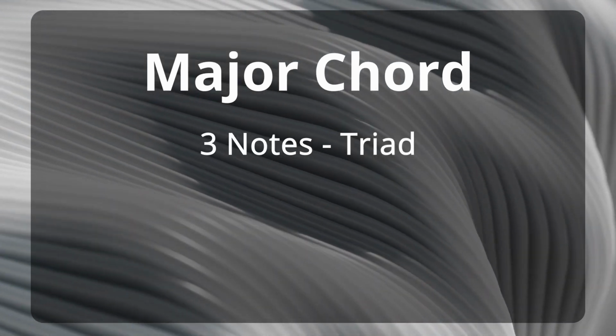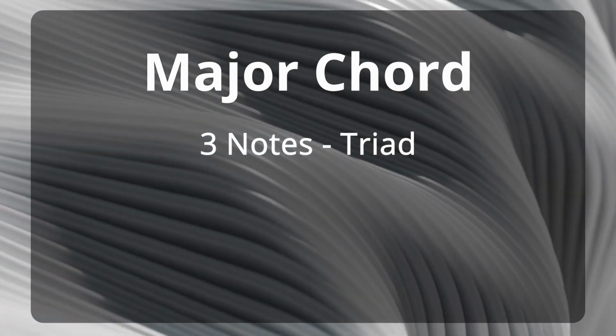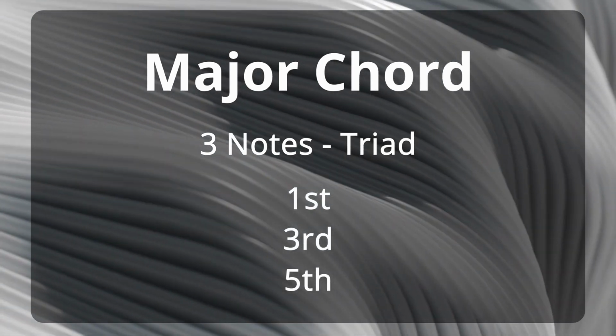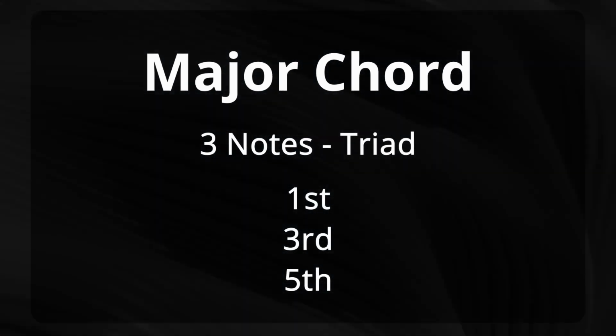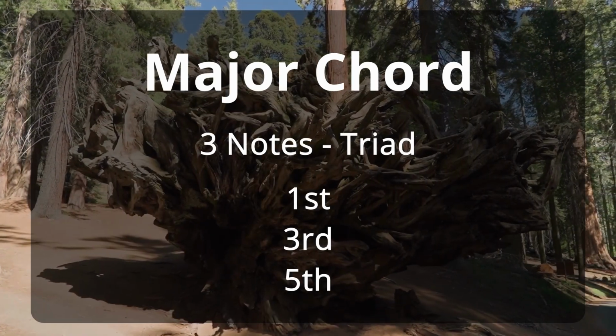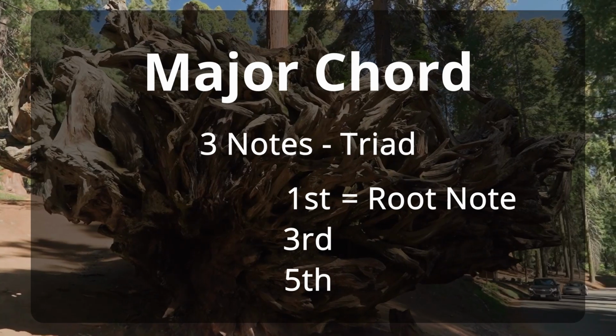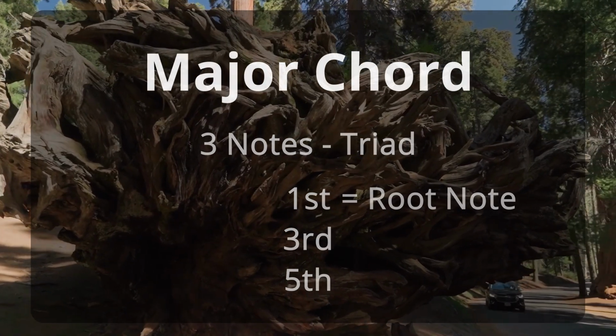To begin, we need to understand what a major chord is. A major chord is constructed with 3 notes. This is known as a triad. The notes used are the first, third, and fifth interval from the major scale. The first note is also known as the root note. This is where the chord gets its letter name from.